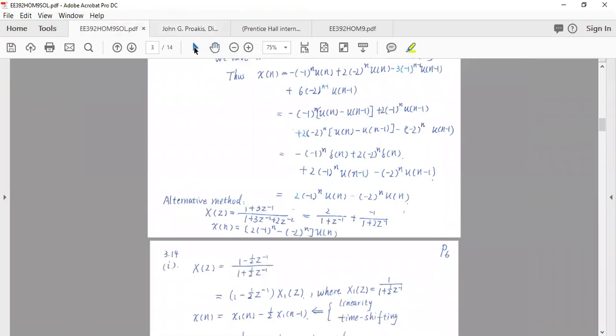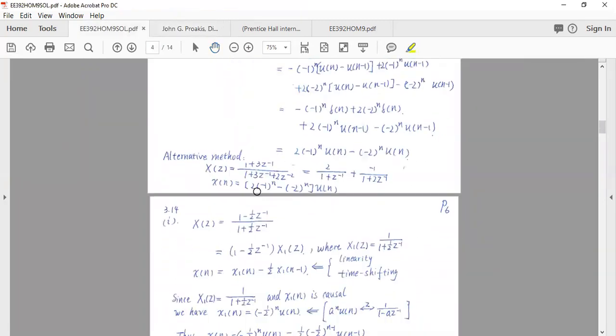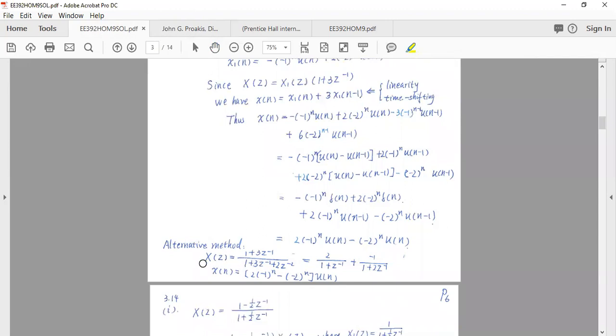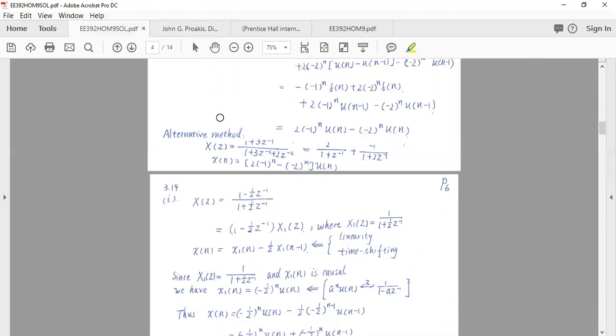Using the properties given on this particular term, we just need to use this property, a to the n, u of n. This is a causal signal property, so we can use that transformation. We'll get 2 into -1 to the power of n minus 2 into -2 to the power of n, the whole thing multiplied by u of n. This is a causal signal that we get from this z transform.